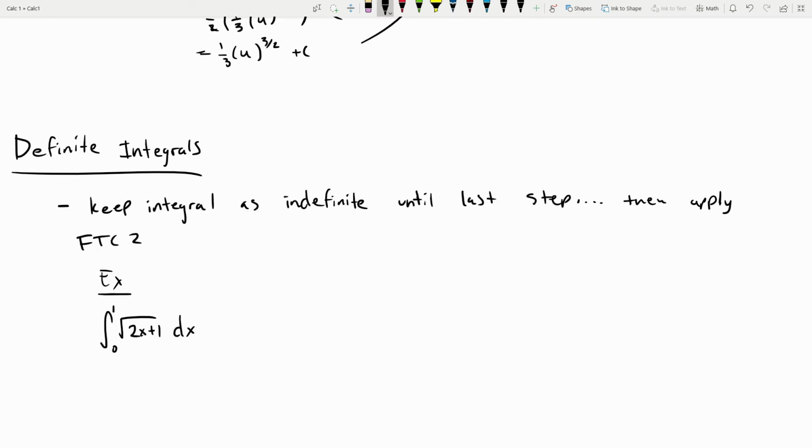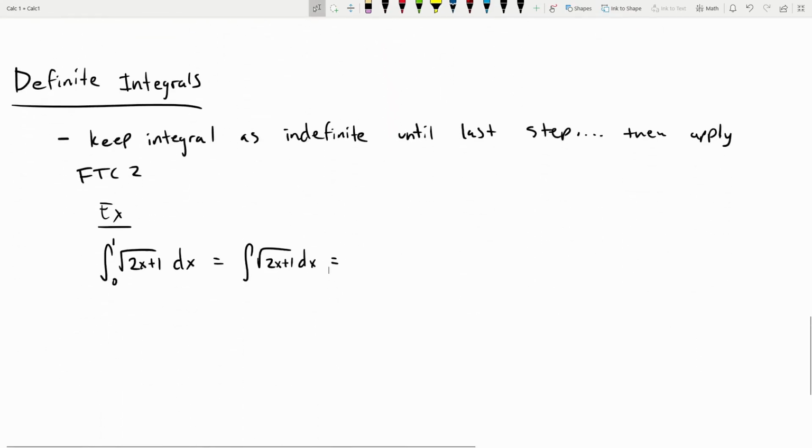Let's say you're given this integral, right? What I'm saying is keep it as indefinite. So just keep it as this, solve it as this. And from this solution right here, we can see that it's just going to equal 1/3 times 2x plus 1 to the power of 3 over 2 plus c. And only once you've found this function, then you just want to apply the fundamental theorem of calculus.